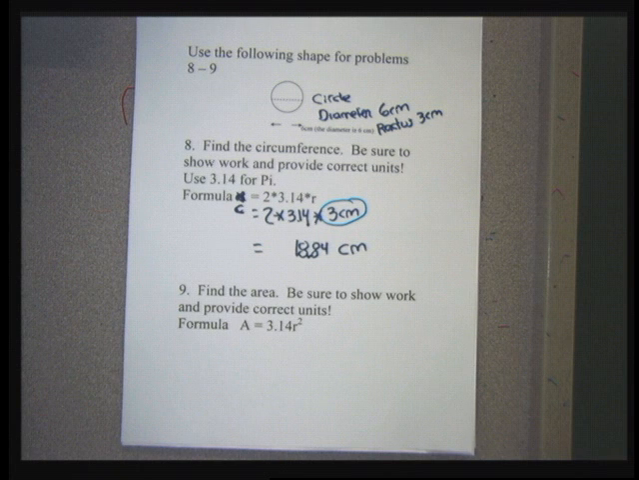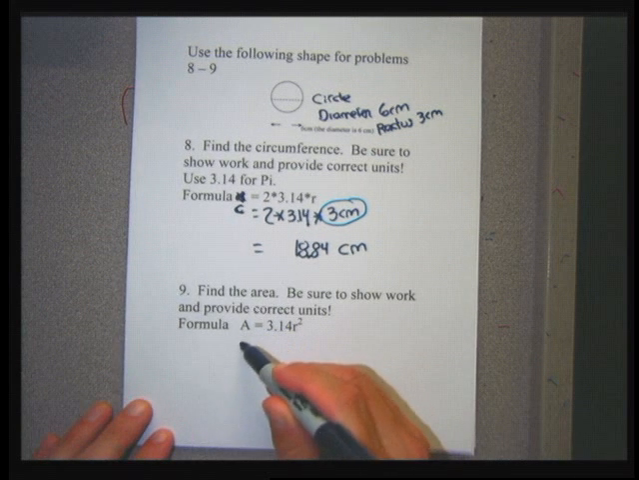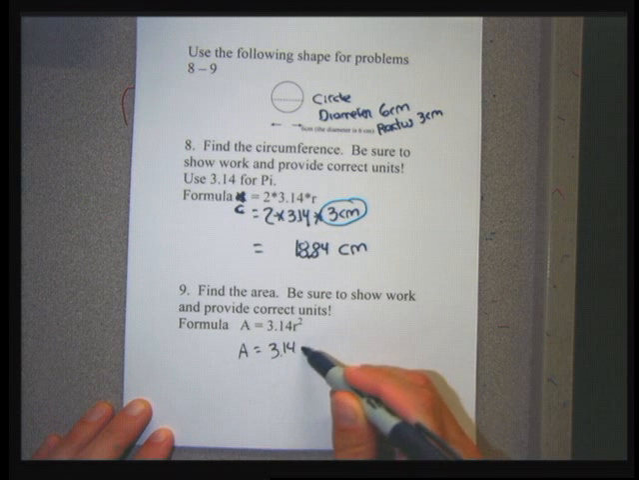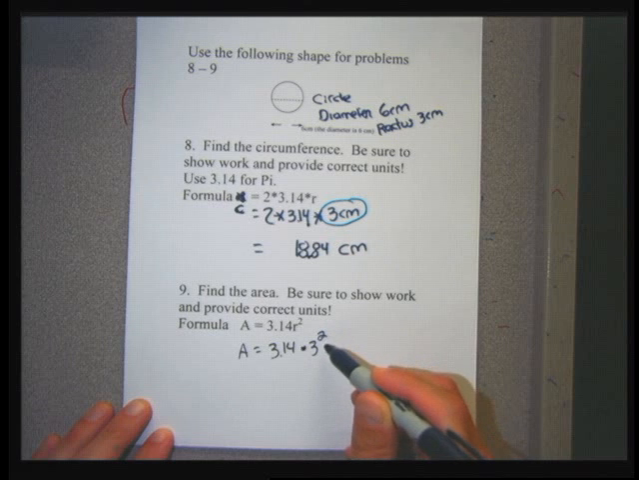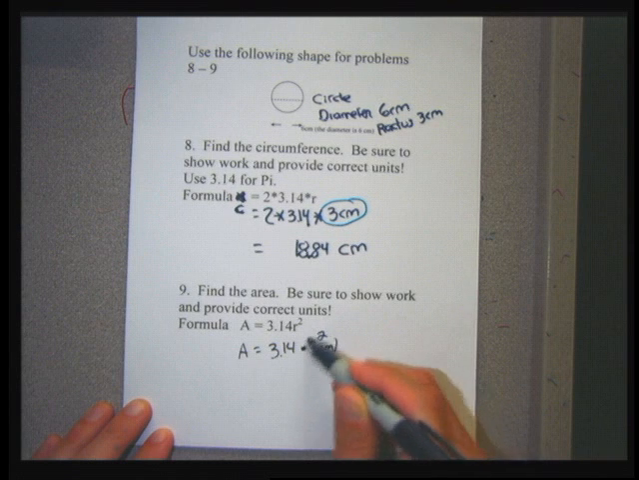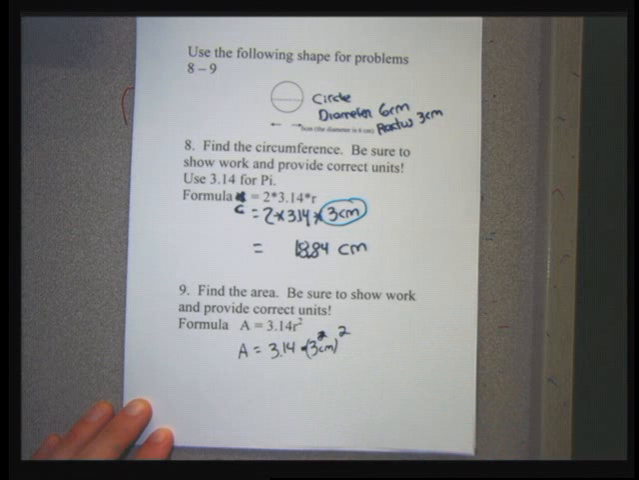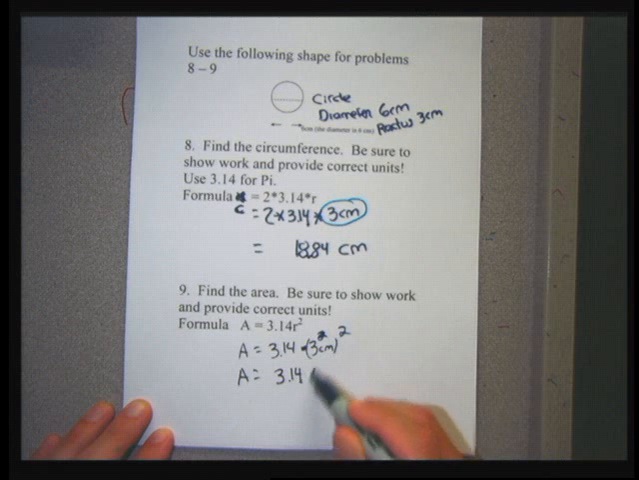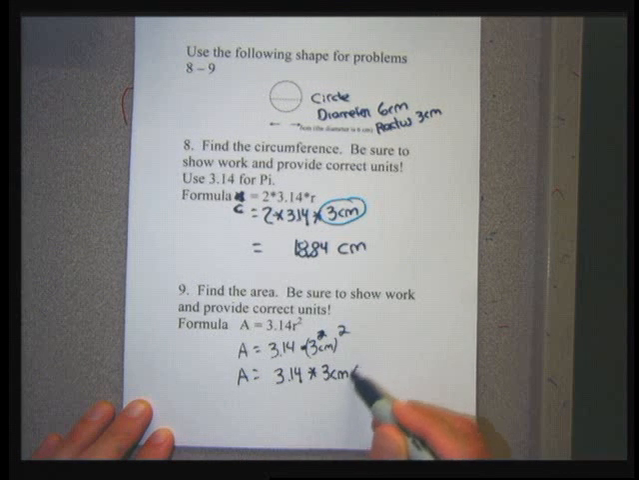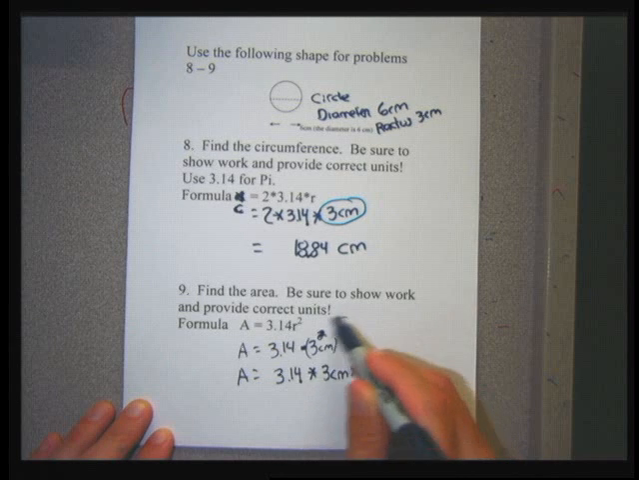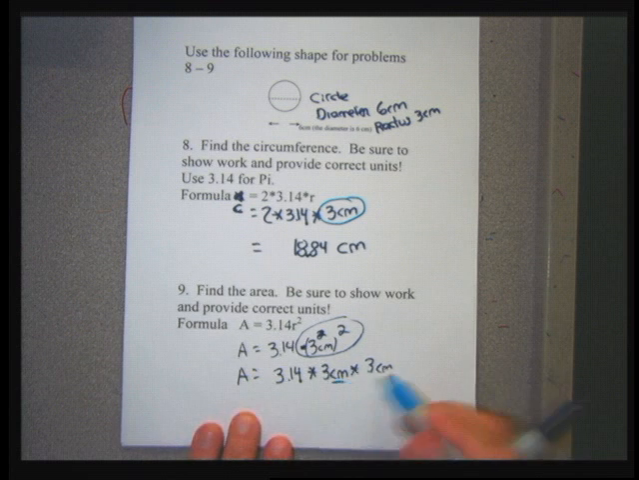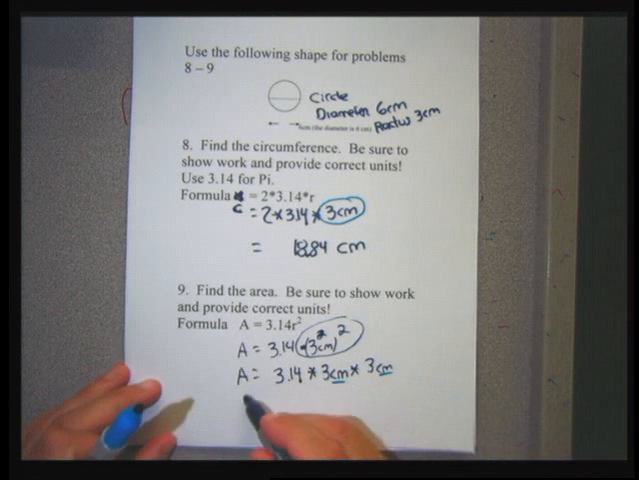Problem 9 refers to the same circle. It wants me to find the area. The area is pi r squared. And in for pi, I'm putting 3.14. In for r, I'm going to put in 3. And it's 3 squared. It's really 3 centimeters squared. So technically, the area is 3.14 without units times 3 centimeters times 3 centimeters, because squaring means to multiply by itself. When I multiply the centimeters times the centimeters, in my answer I'm going to get centimeters squared.